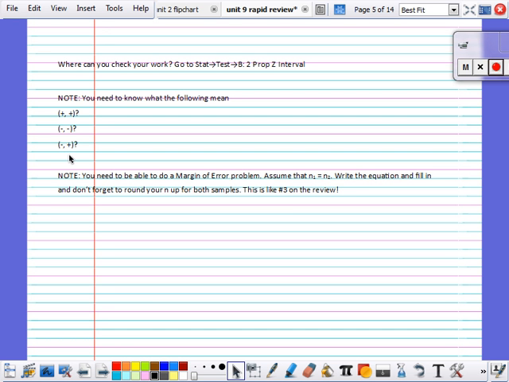You also need to be able to do a margin of error problem. Assume that n1 equals n2. Write the equation and fill in, and don't forget to round your n up for both samples. This is just like number 3 on the review sheet, if you look back at it. And the answers to the reviews will be on Edline as well.